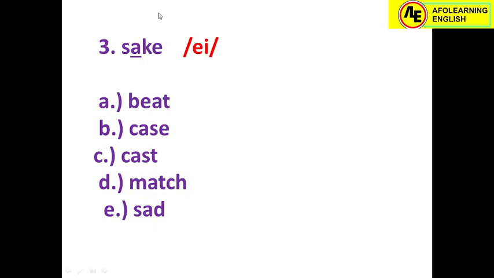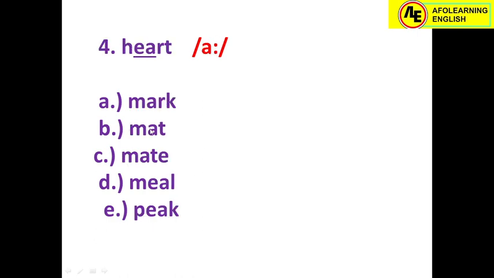Number three, we have sake. So let's take a look at the options. Option A, we have beat. No. Option B, case. Yes, option B is the correct answer. Option C, cast. No. Match. No. Sad. No. So option B is the correct answer. Number four, heart.